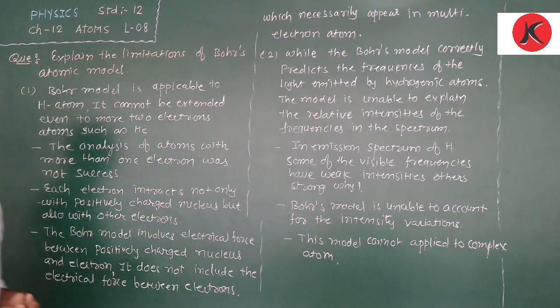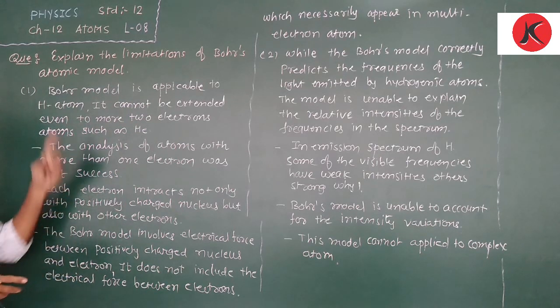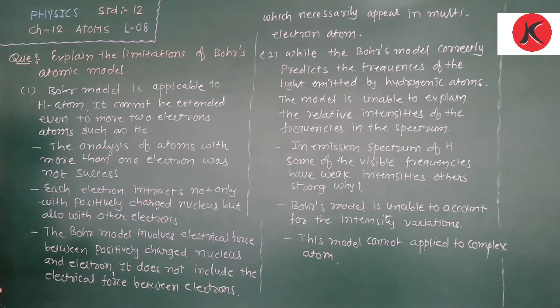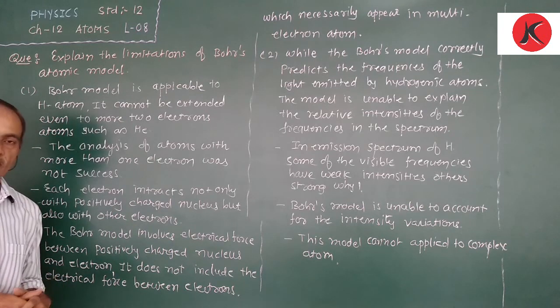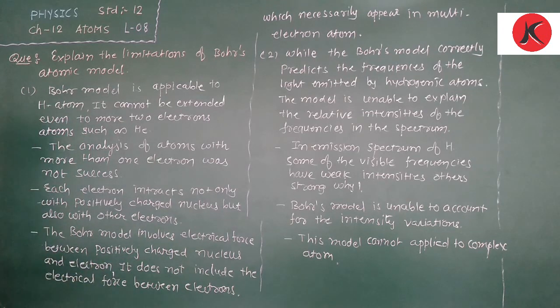Again, the first limitation of Bohr's atomic model: the Bohr model is applicable to the hydrogen atom only. It cannot be extended even to atoms with more than one electron, such as helium. The analysis of atoms with more than one electron was not successful by using Bohr's atomic model.